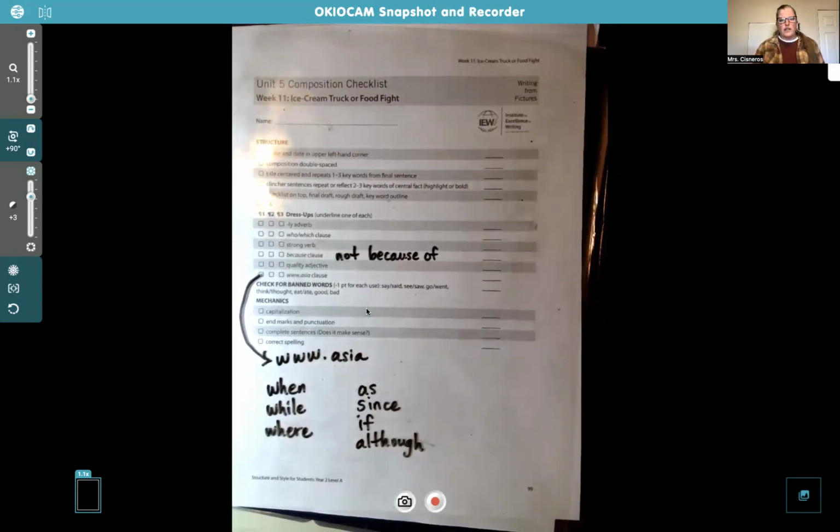All right, so your homework is grammar, pages 70, 71, and 72. And then you're going to pick either the ice cream truck or the food fight or some combination of both. Use your checklist and you're going to write 3 paragraphs. Okay. Use the pictures. Each picture is a separate paragraph. And that is it for this lesson. So have fun with it. Come up with some funny ideas. I can't wait to read your stories.